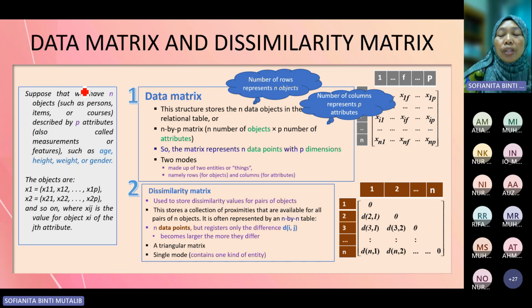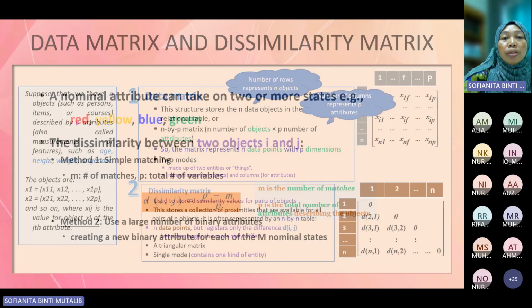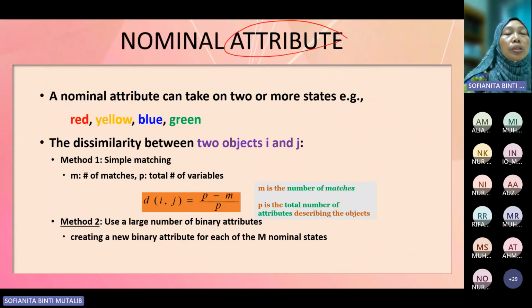If you look at this dissimilarity matrix, it is not represented by row and column like the data matrix, but as objects versus objects. Meaning the row is objects and the column is also objects, and this is the distance. We have discussed how we get the value of the distance. Then we have to look at the attributes.